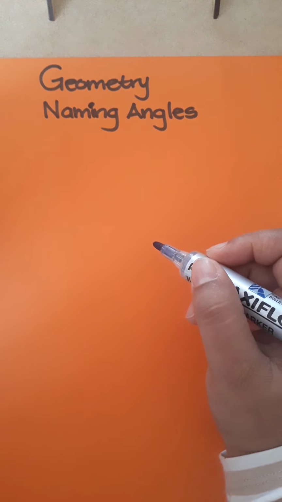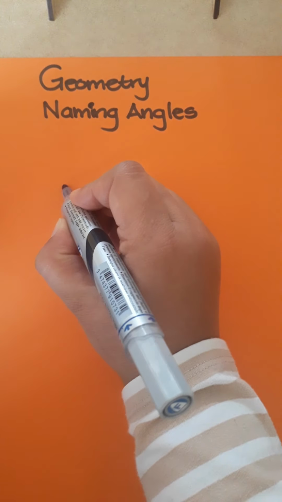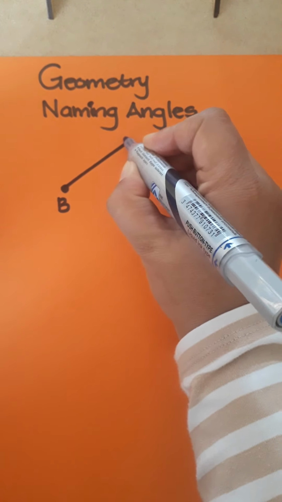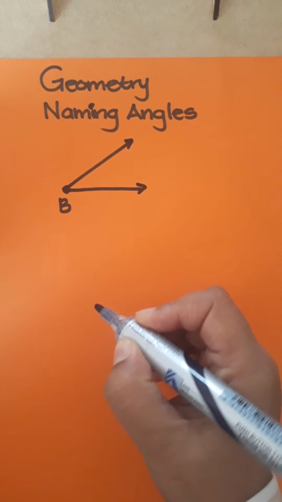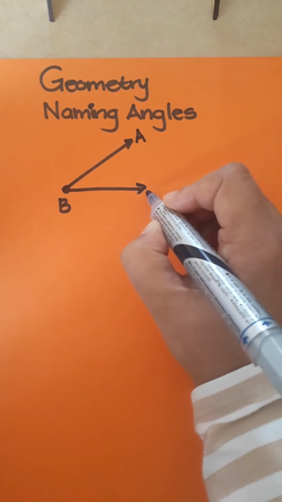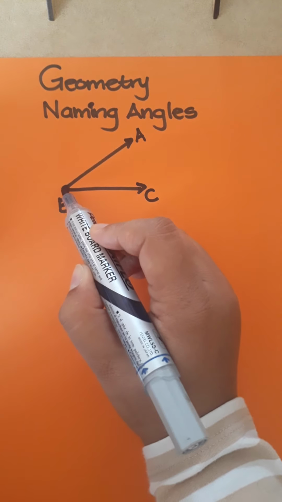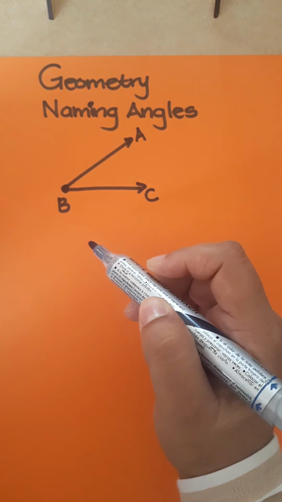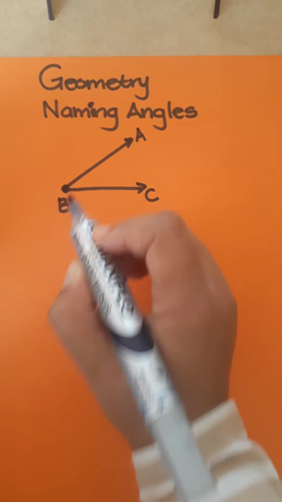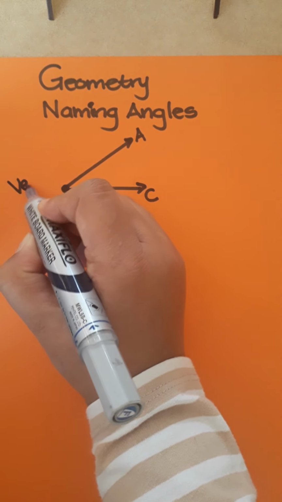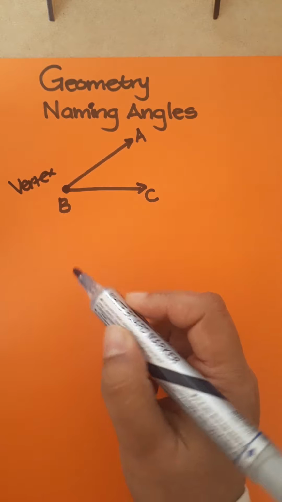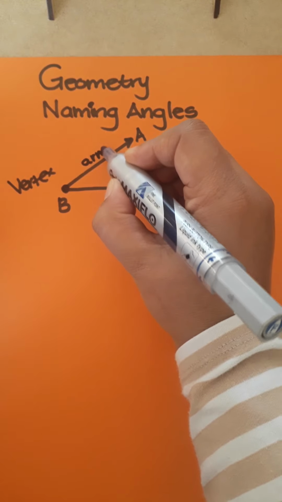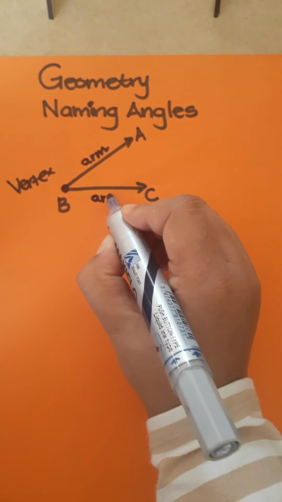So today we're looking at naming angles. If I have a point drawn, and if I label it B, and draw two rays from this point, I'll call this A and this C. So I have BA, ray BA, and ray BC. Do you notice that they joined from the same point? This point we know is the vertex. In this case, we have BA, the ray, and we call it an arm. BC is also an arm.